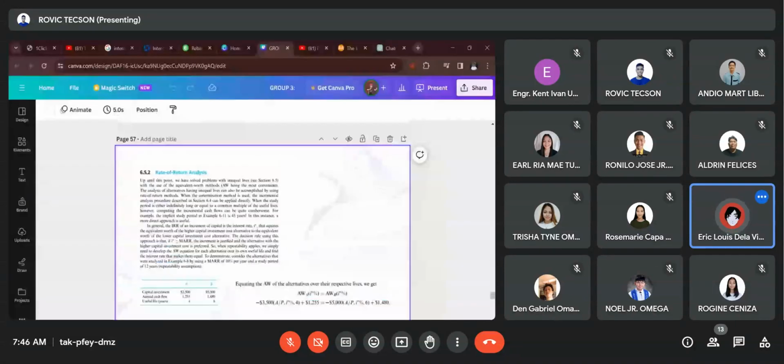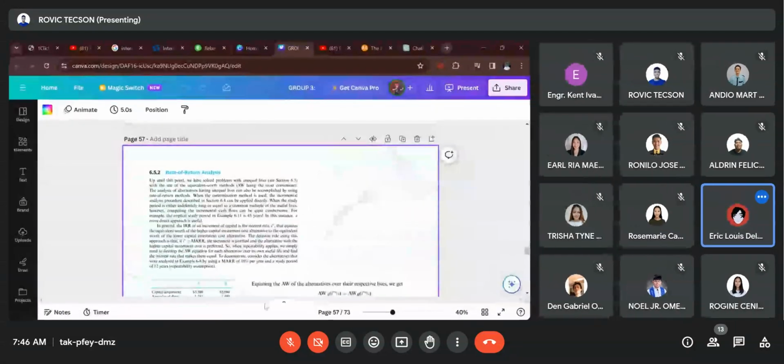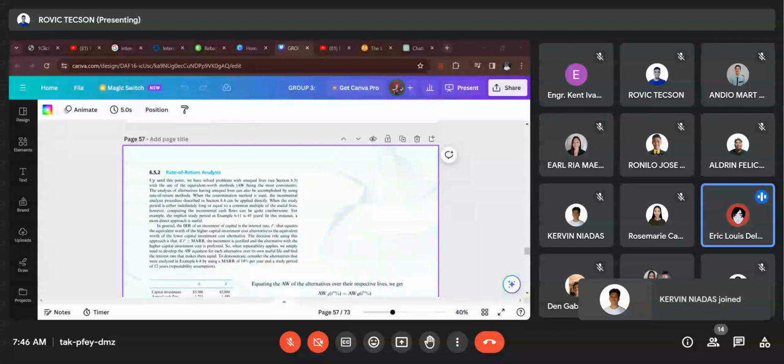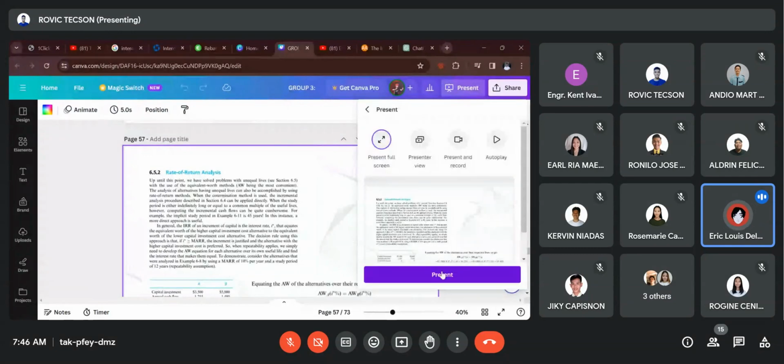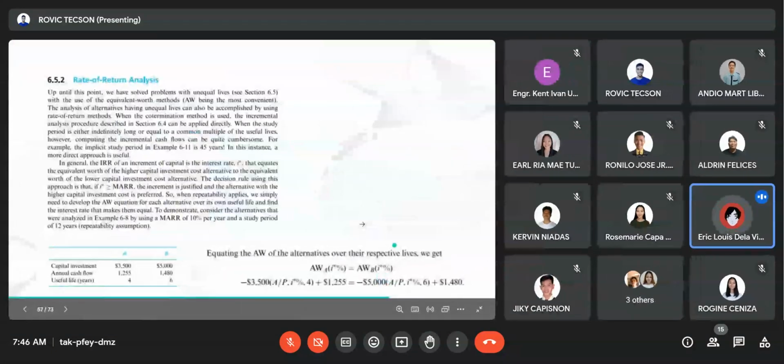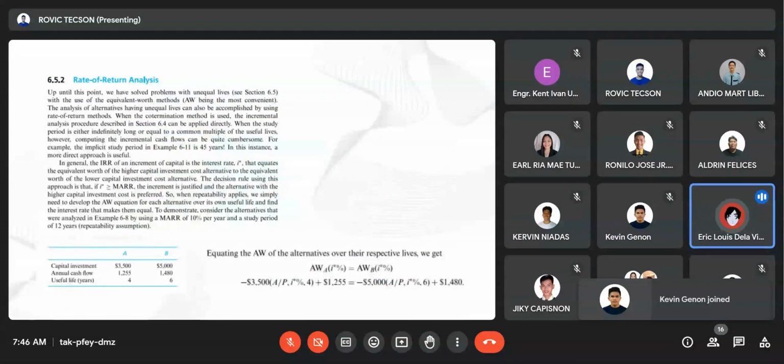So, good morning everyone. Na diri ta ato dapit na sa paglast sa rate of return analysis. So, up until this point, we have solved problems with unequal lives with the use of the equivalent worth methods. The analysis of alternatives having unequal lives can also be accomplished by using rate of return methods. When the termination method is used, the incremental analysis procedure described in section 6.4 can be applied directly when the study period is either indefinitely long or equal to a common multiple of the useful lives.